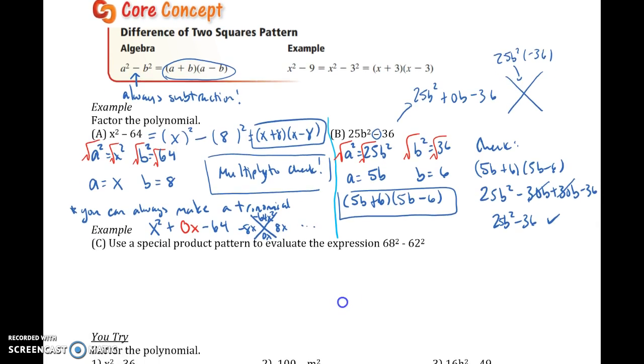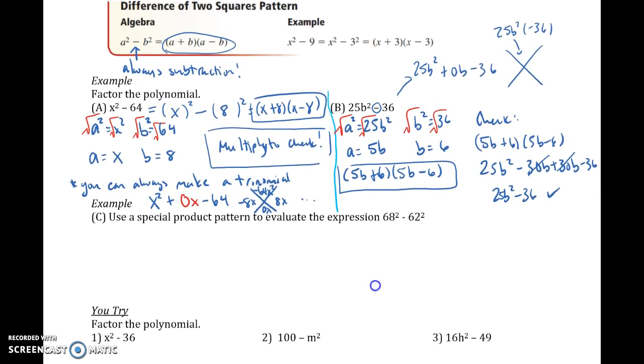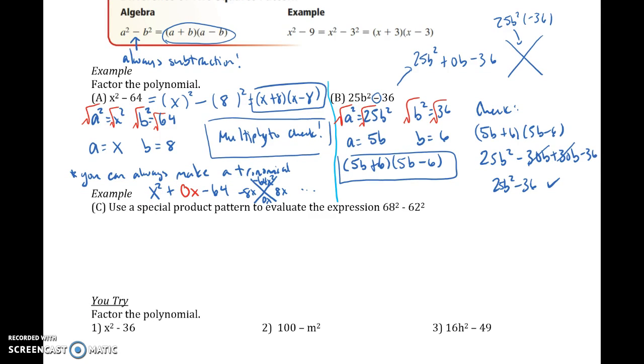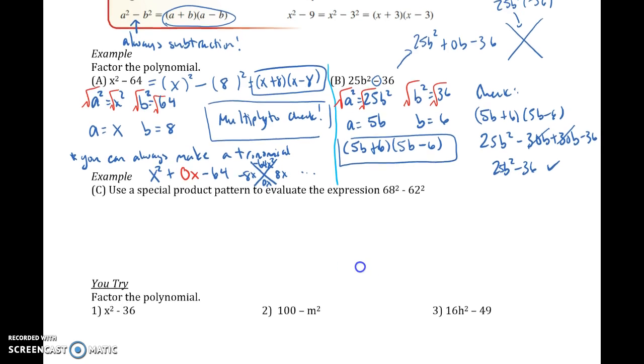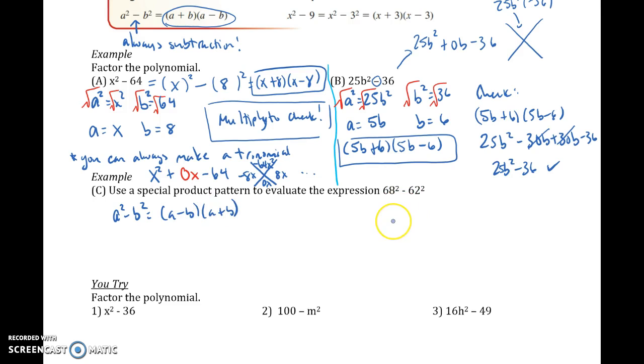So example C is another type of problem where I thought it was kind of nice if you had this pattern when you're doing some quick math. If you had a piece of scratch paper, if you're not allowed to use a calculator, for example, how can you do this really quickly? Well, we have a special product pattern. So if we recognize 68 squared minus 62 squared goes with that a squared minus b squared equals a minus b times a plus b. All we have to do is recognize a and b, and then we can do the multiplication.